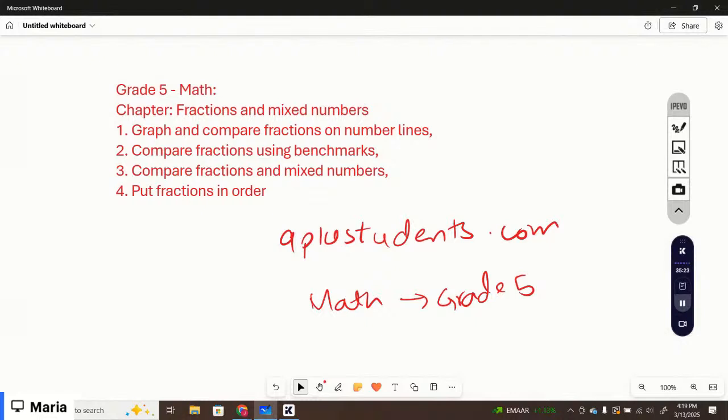Then you can find the list of the chapters. We can start with the chapter Fractions and Mixed Numbers. The lessons we can prepare today are graph and compare fractions on number lines, compare fractions using benchmarks, compare fractions and mixed numbers, and put fractions in order. So please make sure you have your notebook and pencil so that you can note down the important examples and definitions as well.